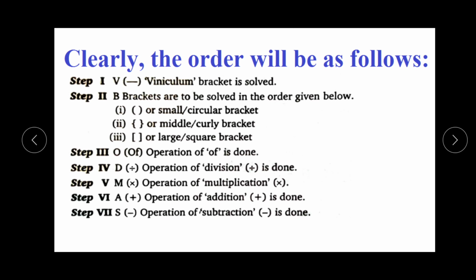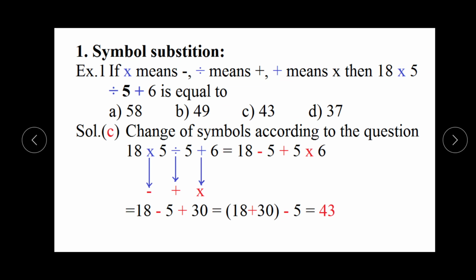It means in this there are three brackets: circular bracket, curly bracket, and the square bracket. After the bracket we will solve of operation, then division operation, then multiplication operation, then addition operation, and then subtraction operation. The first type of mathematical operation is symbol substitution.